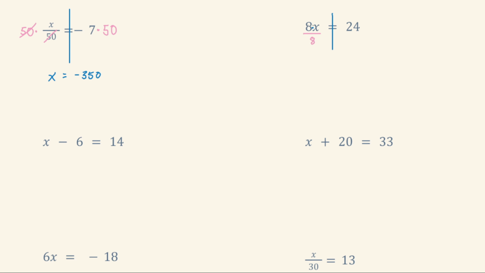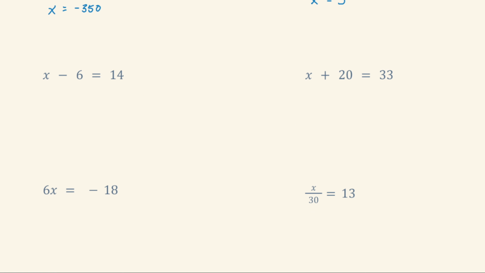So the 8 and the 8 are going to cancel out, but we also have to divide by 8 on this side here, okay? Don't forget to do that. So on the left side of my vertical line, I just have an x, okay? Slap an equal sign right there, and 24 divided by 8 is 3, and that's your answer for question 4.